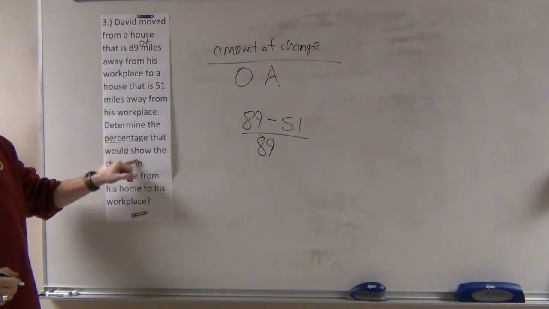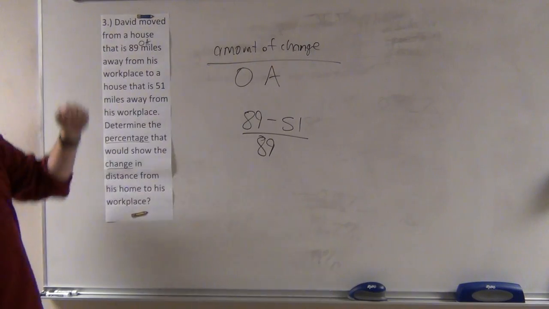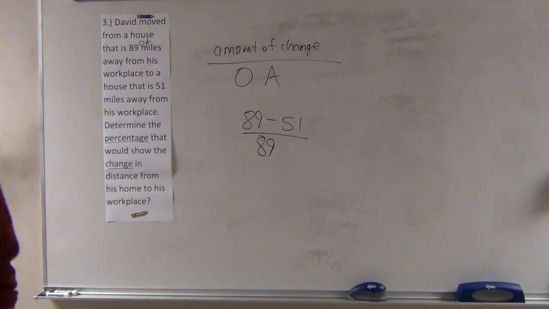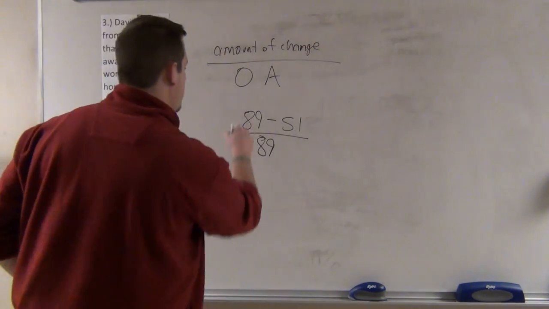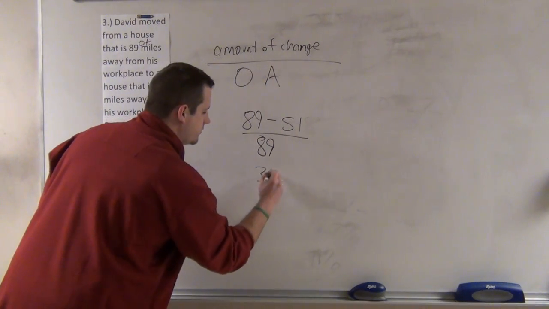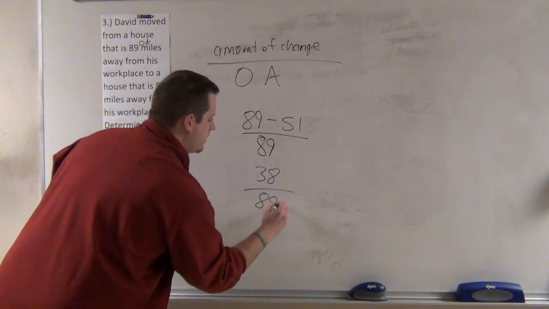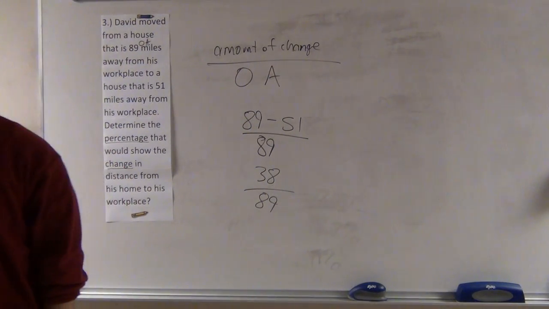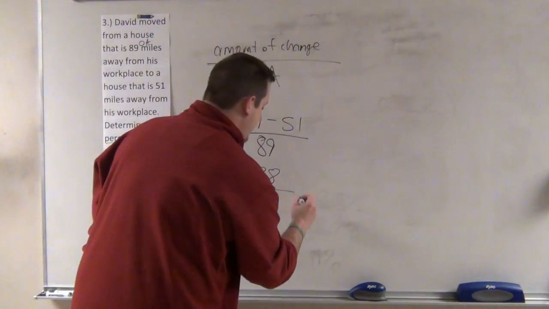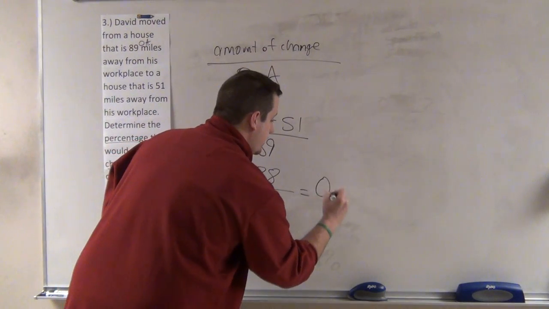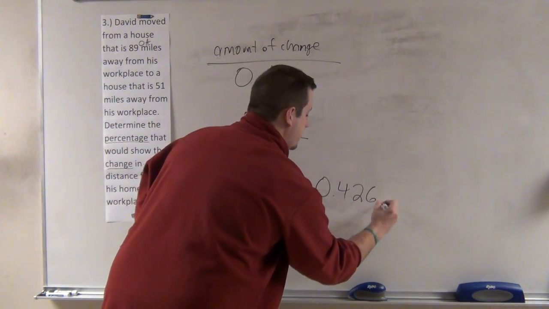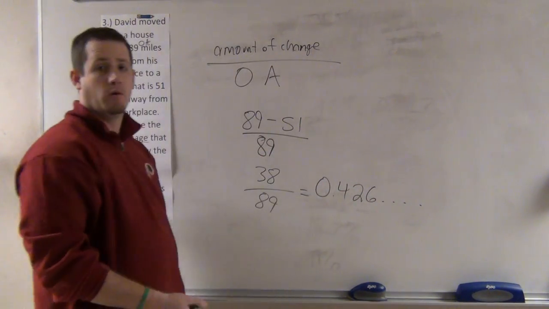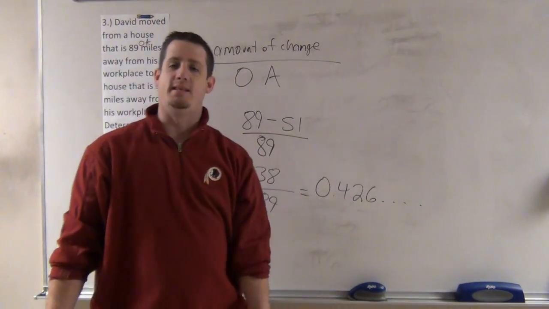Real quick, is this an example of an increase or a decrease? Well, we'll come back to that in a second. 89 minus 51 is, of course, 38. Gets me 38 over 89. I'm not going to make you sit through that division problem. You end up getting an answer of 0.426. And, of course, we stopped on the third one again, so that's why I put those dots there.